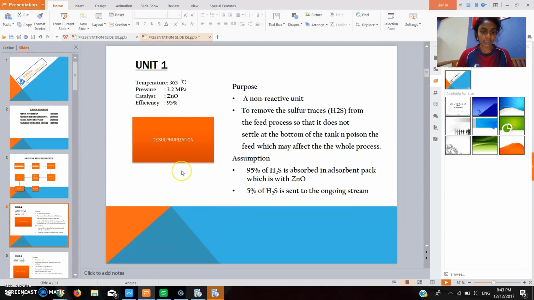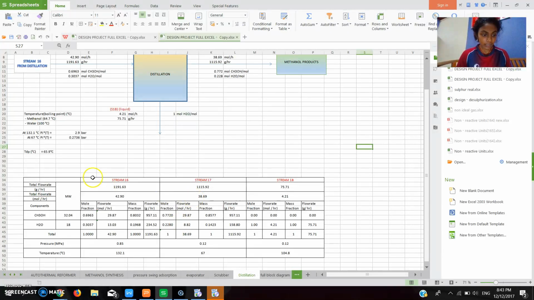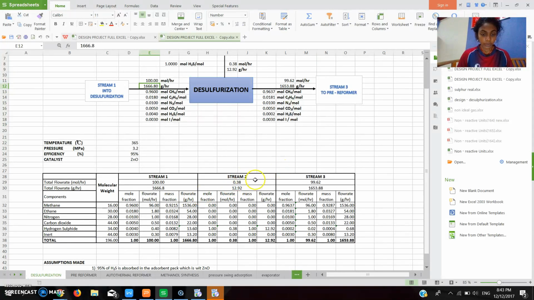As in unit 1, desulfurization, the purpose is to remove sulfur traces, which is hydrogen sulfide, from the feed process so that it does not settle down at the bottom of the tank and poison the feed, which will affect the whole process. So the efficiency is around 95%. As we see in Excel, 0.38 molar flow of hydrogen sulfide is removed, so the balance is sent to the next stream.